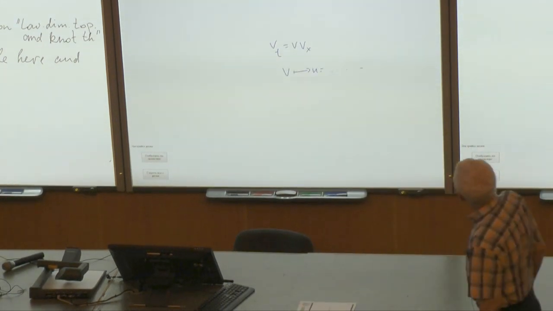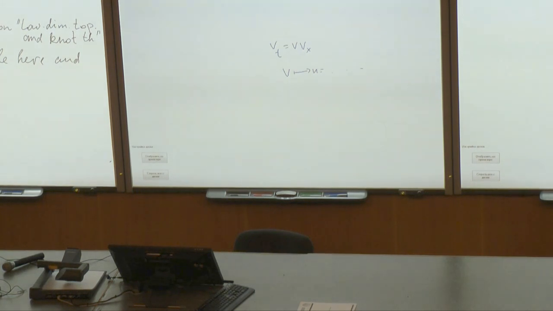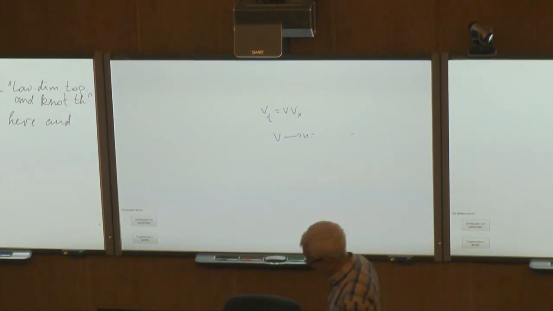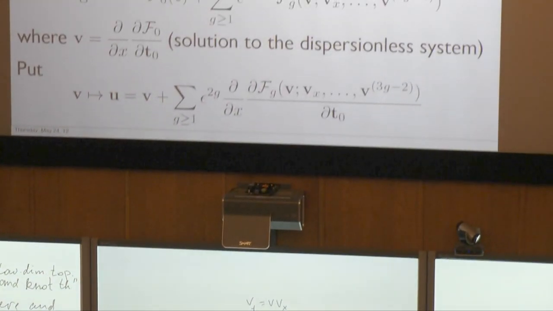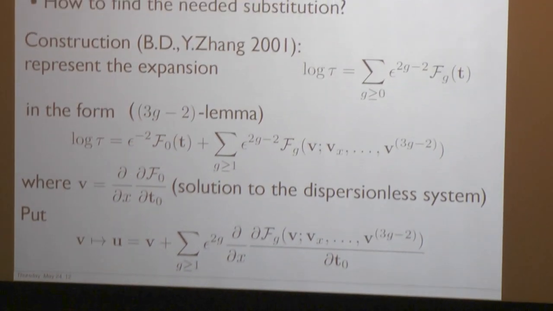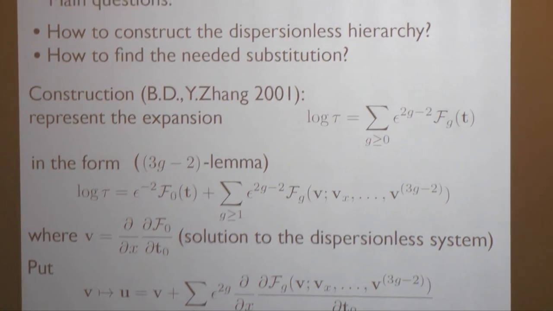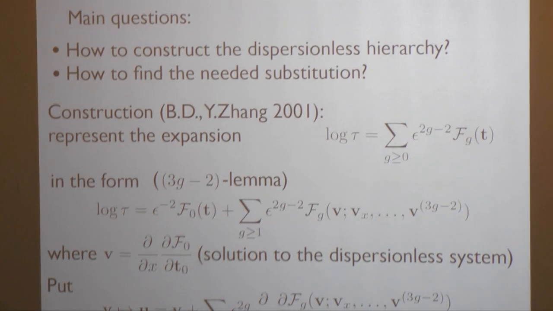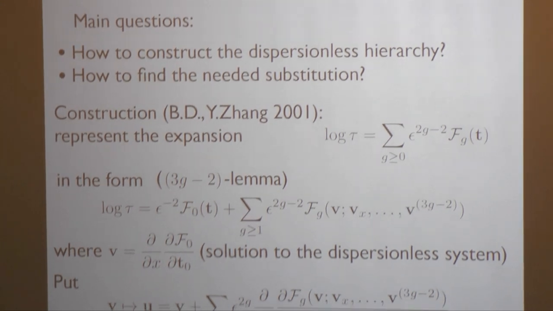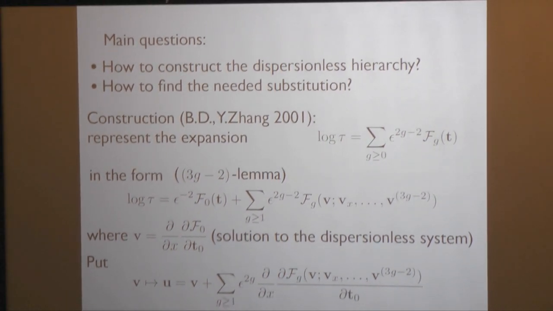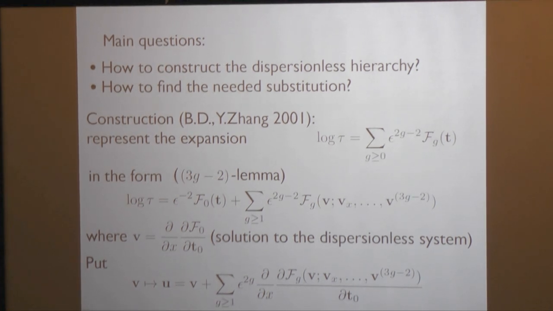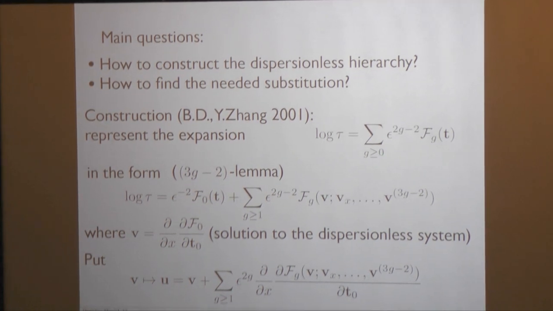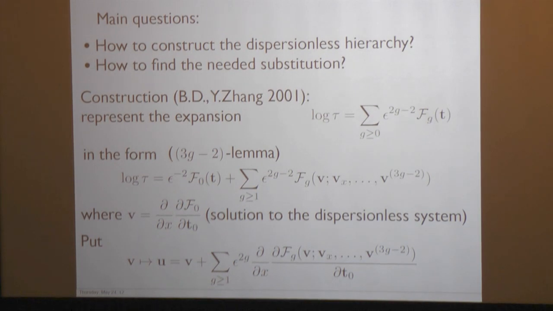The construction in general of integrable hierarchies of topological type that we developed with Eugene Zhang is based on the so-called 3g minus 2 lemma. It is a little bit strange property of integrable hierarchies that was also discovered in the topology of the moduli of Riemann surfaces. Let me return to this epsilon expansion of log tau. The claim is the following. Every term in this epsilon expansion, which in principle is a function of an infinite number of times, starting from f1, f2, and so on, can be written as a function of v, where v is the logarithmic derivative of the leading term. That means this is a solution to the dispersionless system, the first-order quasi-linear unperturbed system.